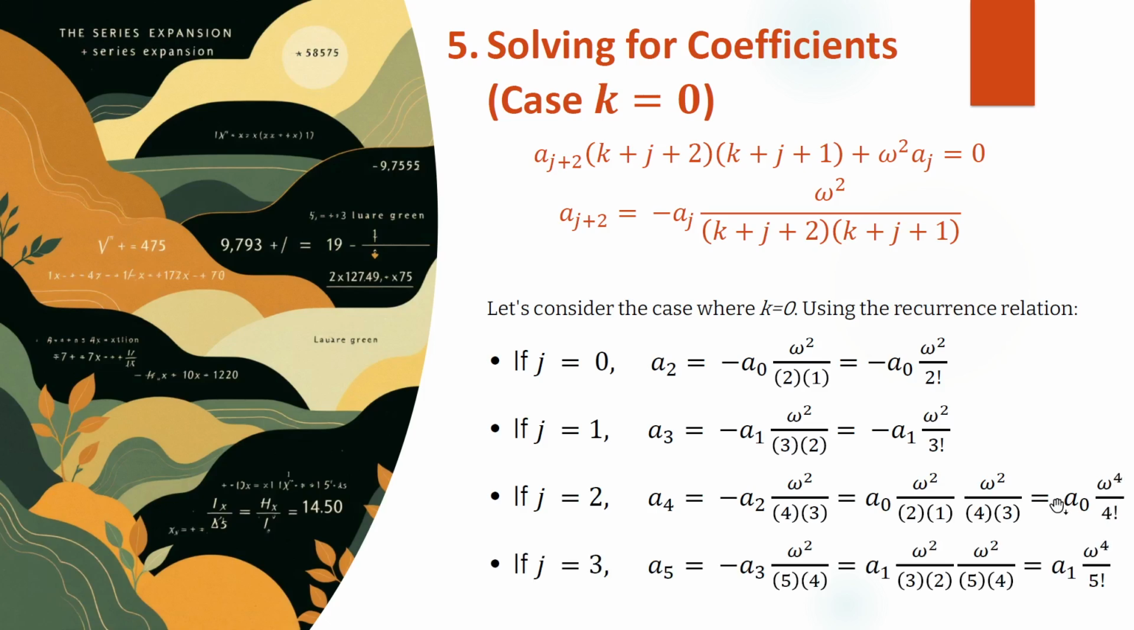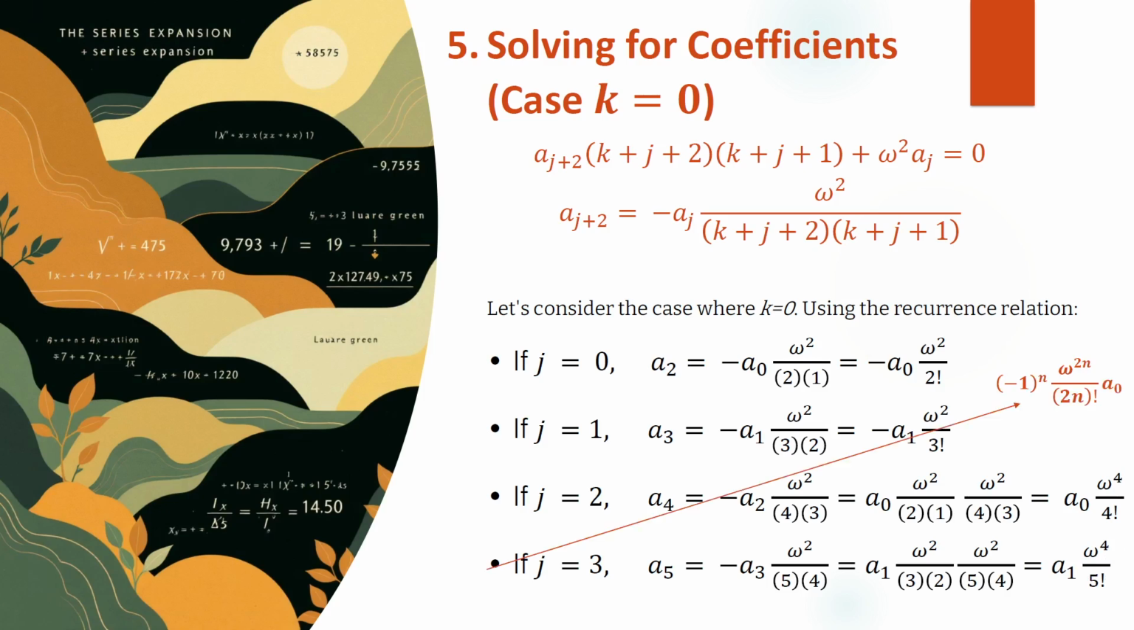And then finally, for j is equal to 3, we have a5, so that's 3 plus 2, is equal to negative a3 times omega squared over 5 times 4. But notice that we were able to solve a3, that's negative a1 omega squared over 3 factorial. So the final answer for j is equal to 3 is a1 times omega to the 4th over 5 factorial.